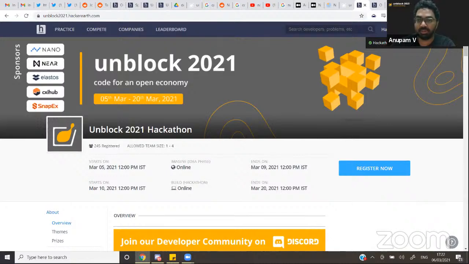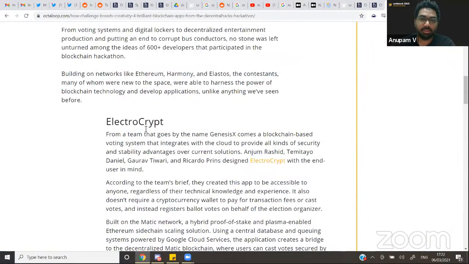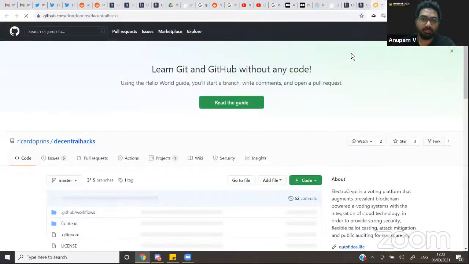Today is the 6th of March, and they can still start building if they've made their teams and everything, and go on till the 20th of March, which gives them around 14 to 15 days to build, which is quite a decent amount of time to build any kind of an app. These were the really creative hacks that had come out from the hackathon.